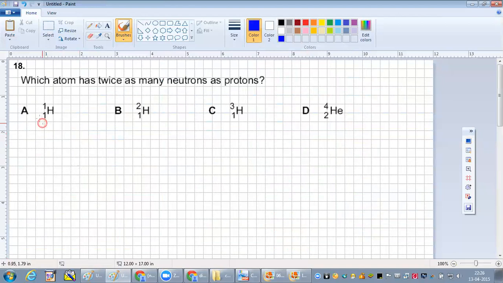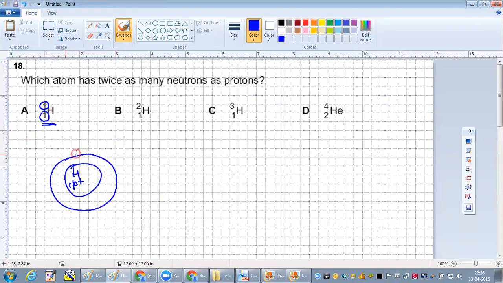This number, the subscript, is the number of protons, so it is having one proton. This is the atomic mass number, the sum of protons and neutrons, that is also one only. So 1 proton plus 0 neutrons, so no neutron is there. Only 1 electron will be over here. This is what is drawn for A.